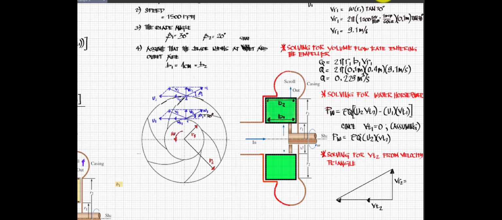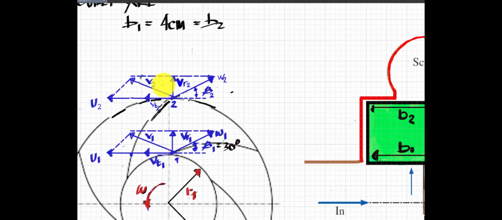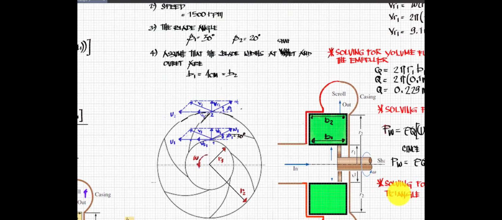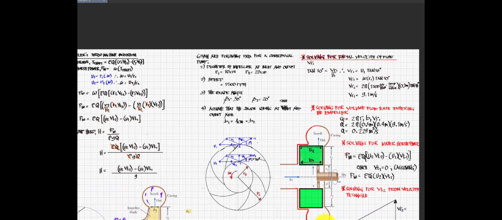Now solving for VT2, the tangential fluid flow velocity at the outlet. So using the velocity triangle, dito tayo sa outlet. Referring to that one, we are at the outlet point. Now, going back to our velocity triangle from earlier.